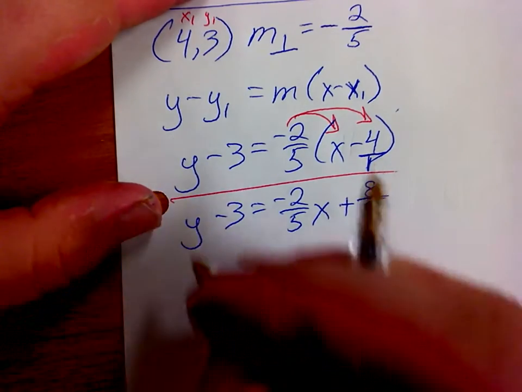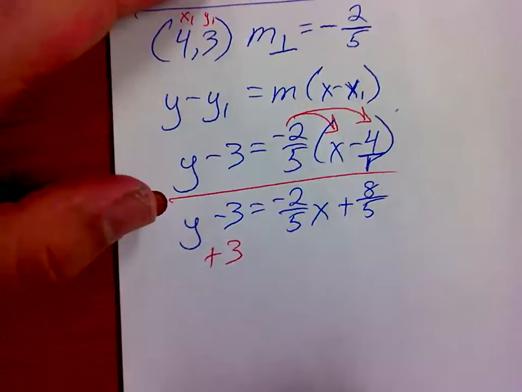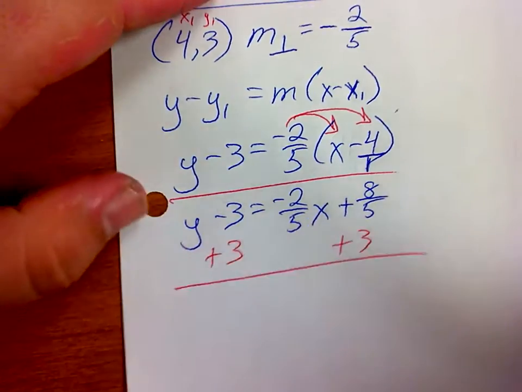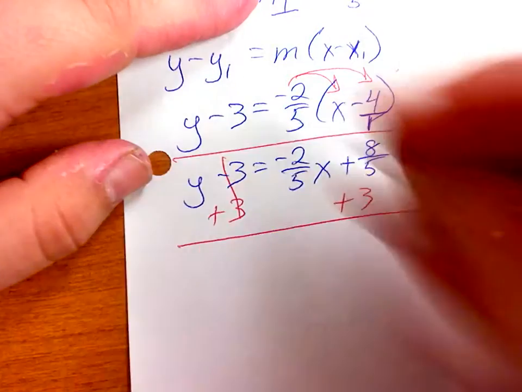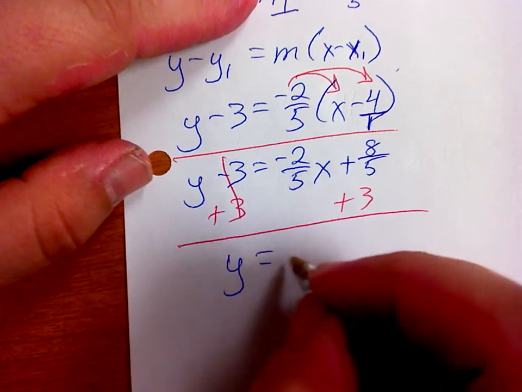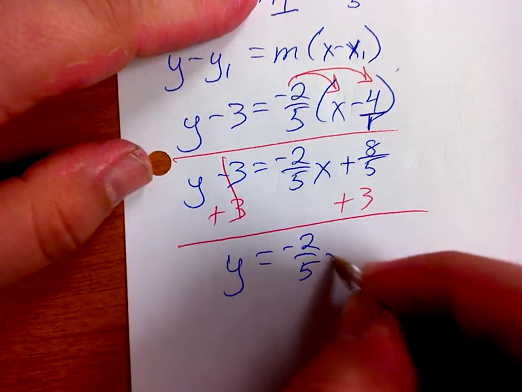Then we want to get the y by itself, so we'll get rid of the minus 3 by adding 3 to both sides. In which case the 3's on the left cancel out, leaving us with y is equal to negative 2/5 x.